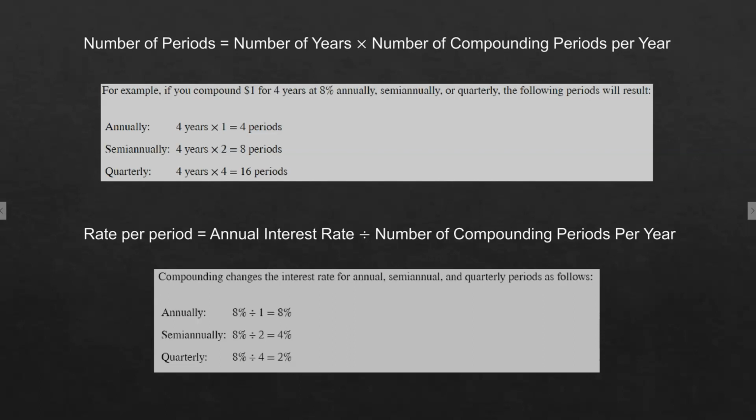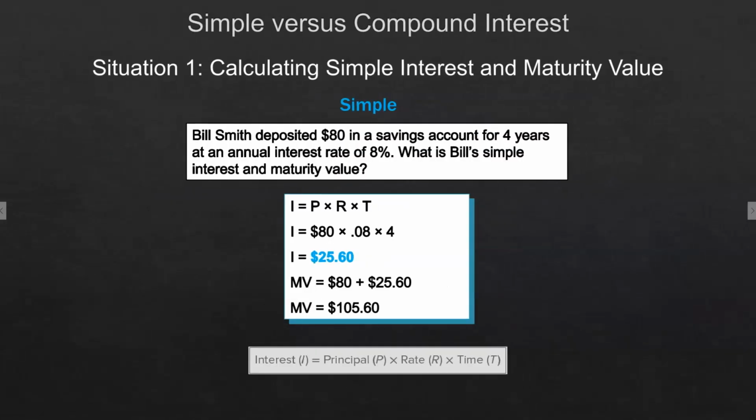To find the rate that we're going to use per period, you divide. So you multiply to find out how many periods, and you take your interest and divide by how many times it's compounded in a year's time. So if it's annually, you divide by 1, semi-annual 2, quarterly 4, and that's the amount that we're going to put on our financial calculator when we're compounding interest, or manually, because we are going to do some of that.